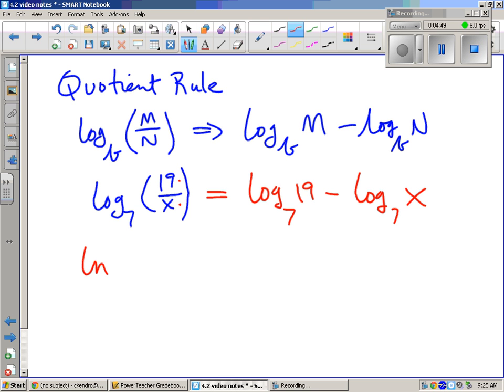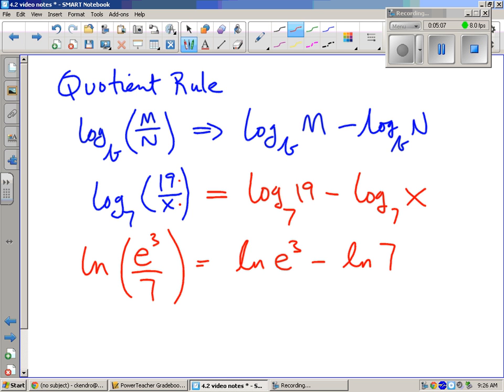Let's try another one. Natural log of e to the 3rd over 7. Two parts. I'm going to say natural log of e to the third minus natural log of 7. Now remember, natural log has a base of e. So look at this part here. I have e and e to the third. That reduces to a 3. And then this other part is just natural log of 7 because I don't have an e in there.